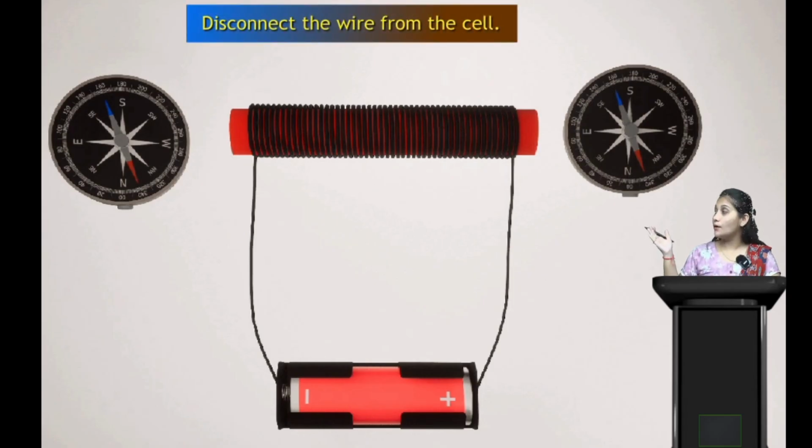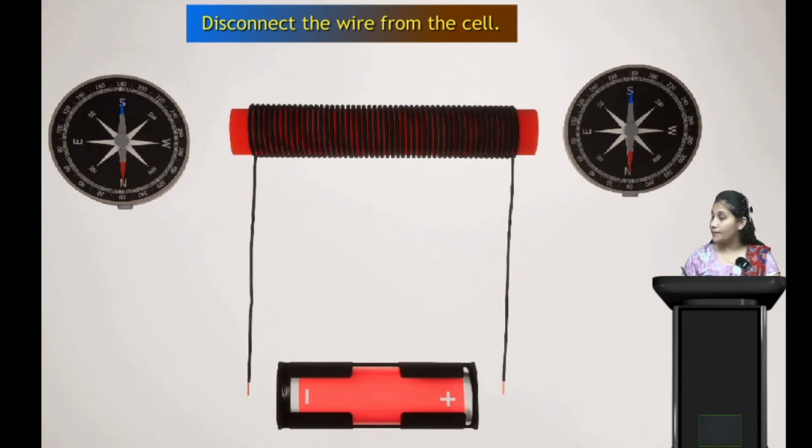Now it is said to disconnect the wire from the cell. Okay, let us disconnect it. As soon as we disconnect the two ends of the wire from the cell, we again see that the needle of the compass gets back to its original position. When we connect the two wires to the cell, the deflection takes place. But when we disconnect the wire, the needle gets back to its original position.